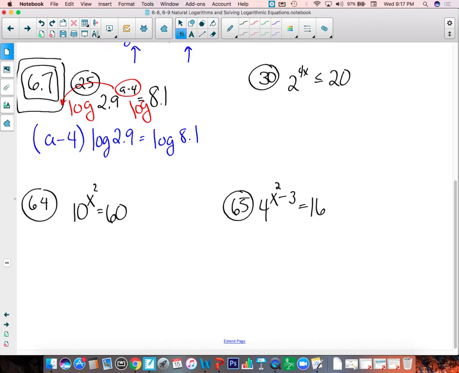Now, yesterday at the end of class, we distributed this logarithm through that parenthesis. Here, I would not. The reason we did that yesterday is because we had 2 variables, or 2 x's, in the equation. Here, I would not do that. I would just simply divide it out over here. So divide by log 2.9 on both sides.